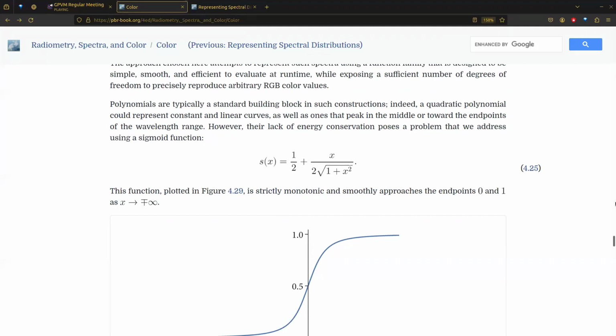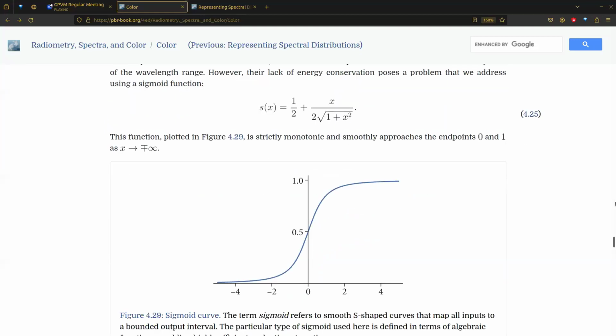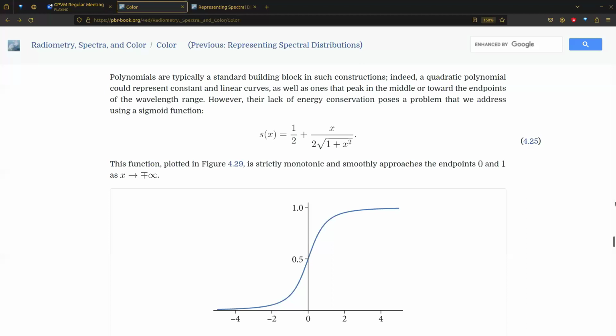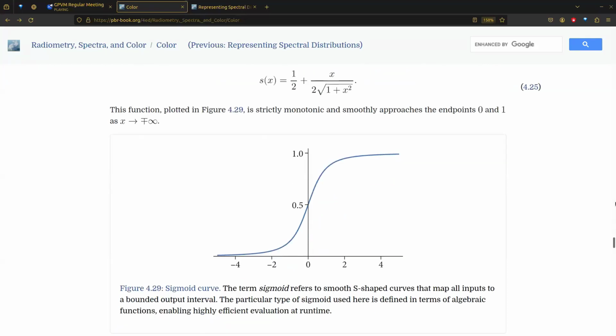Polynomials are typically the standard building block in such constructions. Indeed, a quadratic polynomial could represent constant and linear curves as well as ones that peak in the middle or towards the endpoints of the wavelength range. However, their lack of energy conservation poses a problem that we address using a sigmoid function. It's like an S curve. The function is strictly monotonic and smoothly approaches its endpoints as it goes to positive and negative infinity.